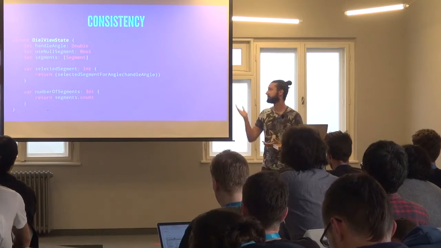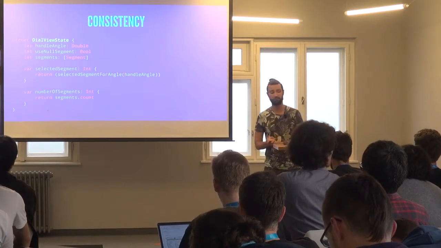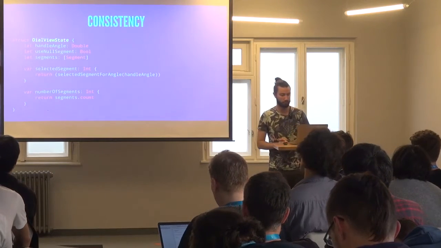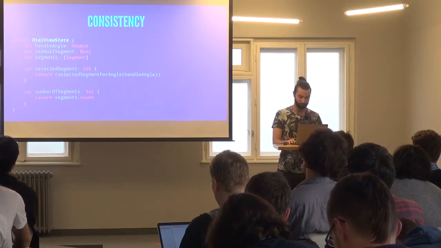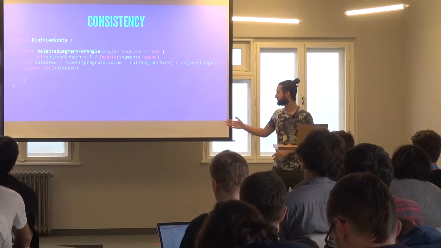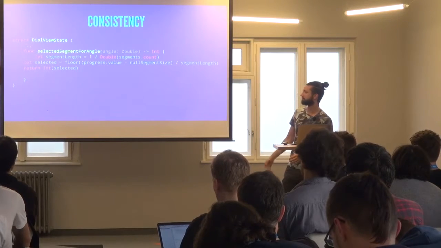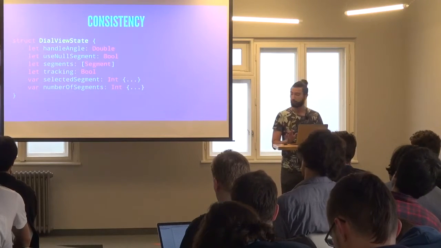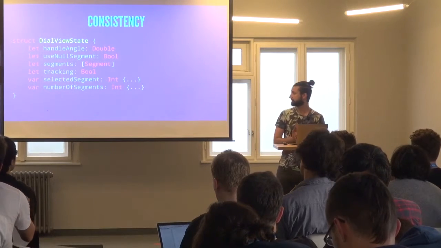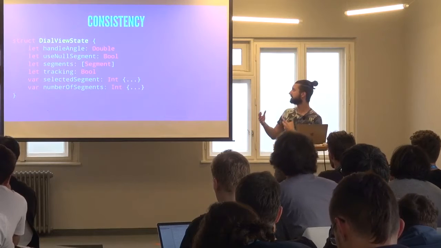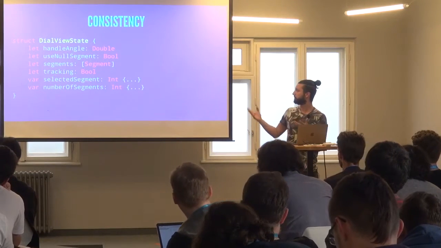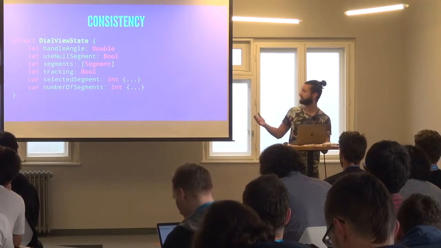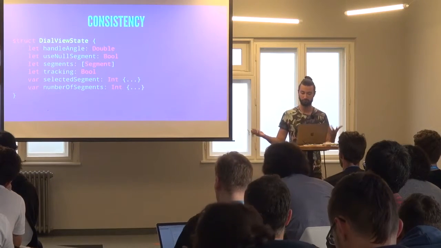The selected segment we can actually derive from the angle. I'll show you that in a sec, just to convince you. And of course, the number of segments we get from the count of the segments we give the control. And just for reference, this is basically how you'd get the selected segment for an angle, but it's not too important. So now we can have a data structure that looks a little bit like this. For any value we initialize this with, it makes sense to show, and it also has a value that the consumer can query, which is a selected segment.